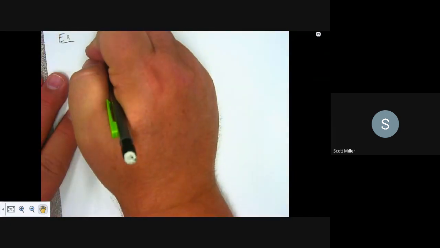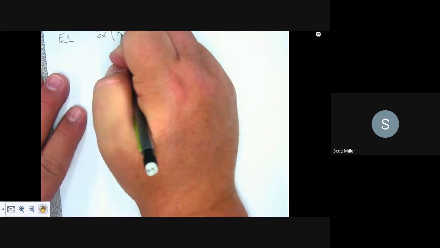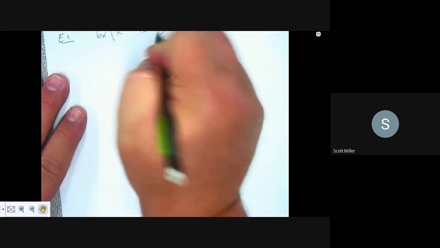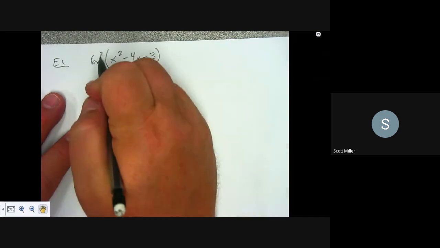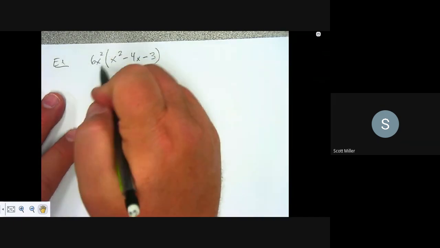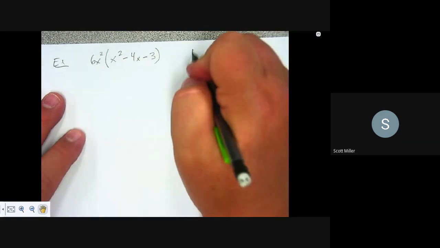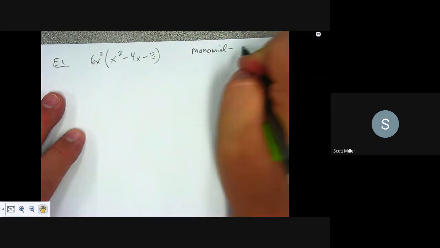So let's do some. We're going to follow that process. Here's a couple of examples I'm going to lay out for you. Here's one where I just have a single term. When you multiply, you want each polynomial to be in a parenthesis if it's more than one term. So I don't need this in parentheses because it's only a single term. This is called a monomial because it's one term. So monomial means one term.